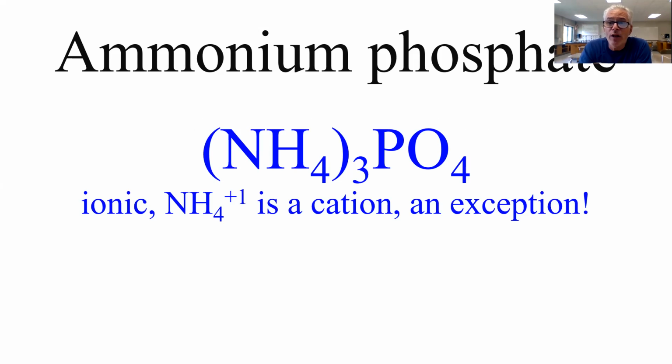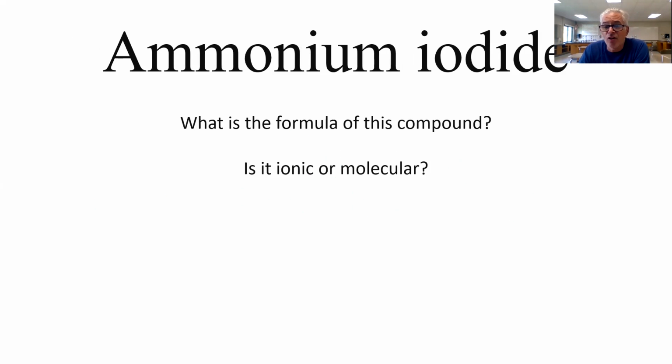Now again, ammonium is a weird exception. It's not metallic, but it is a cation. That's our only exception for what goes in the front. Ammonium iodide, going to be an ionic compound again because ammonium is always a cation.